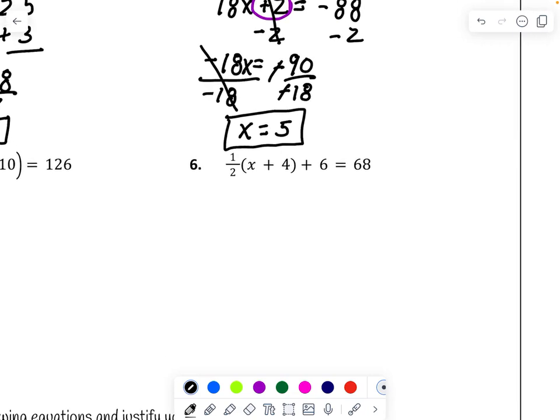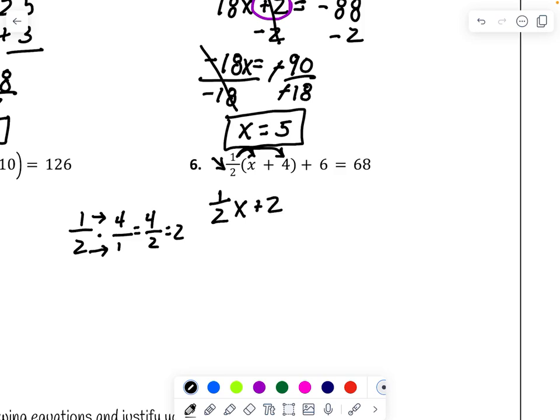Now let's do number 6. Number 6 has a fraction here. So remember how to multiply your fractions. So first I'm going to start with distributive. And I'm going to have 1/2 x. And then I need to do 1/2 times 4. Remember, there is a 1 under every number. We just don't write it. So when you multiply fractions, you multiply the top and the bottom. So 4 over 2. Remember, fractions are division problems, which gives me 2. Okay? Plus 2. Plus 6. This just carries down. It's not part of distributive. Equals 68.